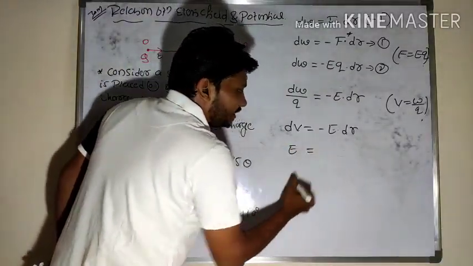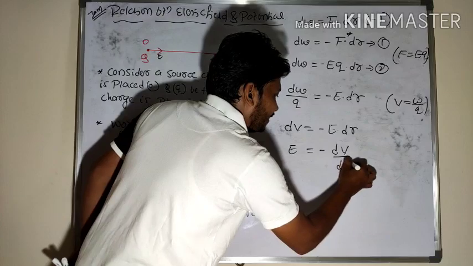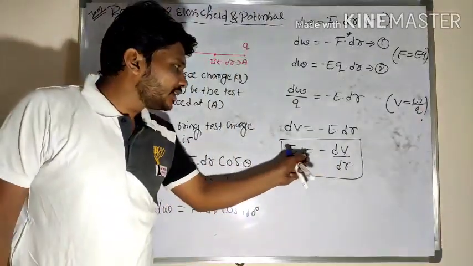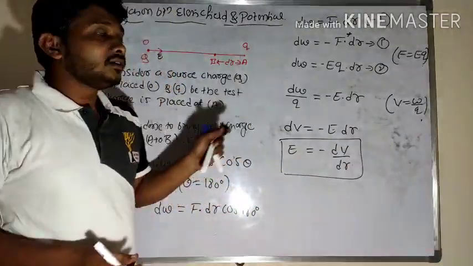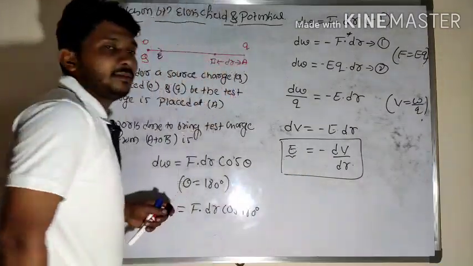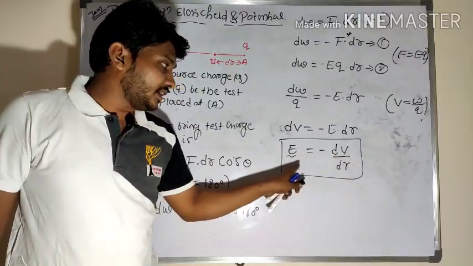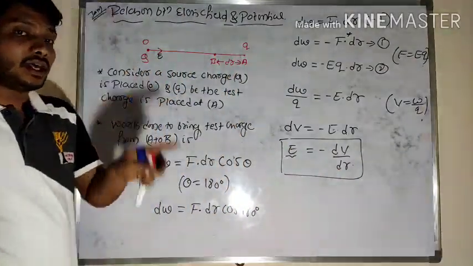So shall I write that E is equal to what? Minus of dV by dr. So E is equal to minus of dV by dr here. So here I got the relation between field and potential. What is the relation between field and potential? E is equal to minus of dV by dr, where E represents the electric field and V represents the potential.